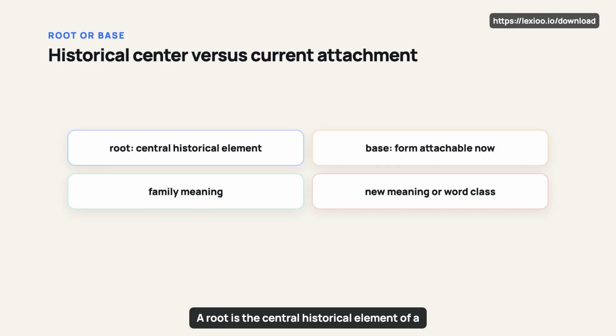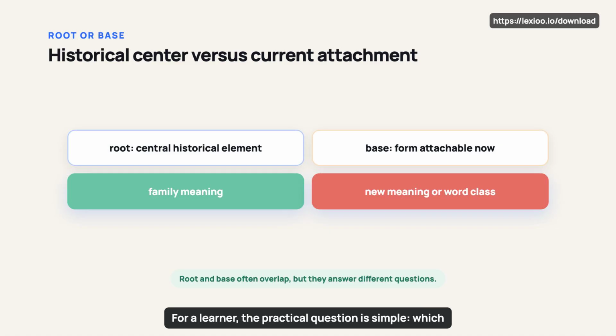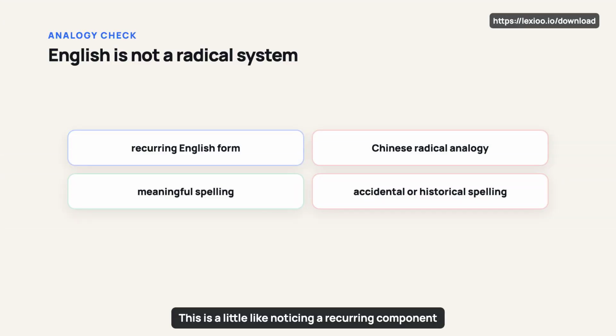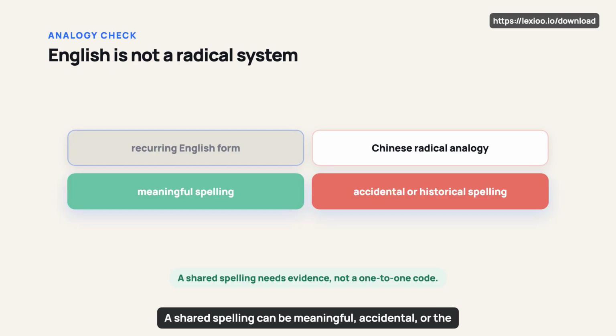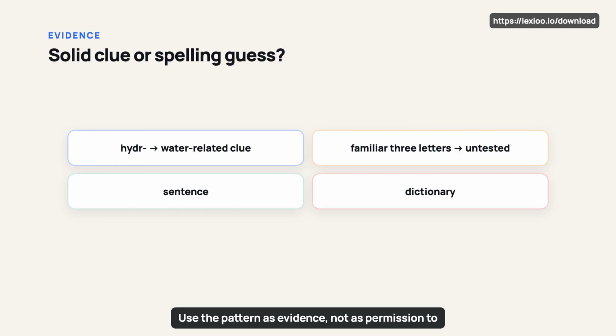A root is the central historical element of a word family. A base is the form you can attach something to now. Those ideas often overlap, but not always. For a learner, the practical question is simple. Which part carries the family meaning and which part changes it? This is a little like noticing a recurring component in another writing system, but the analogy has limits. English letters do not work like Chinese radicals. A shared spelling can be meaningful, accidental, or the result of a complicated history. Use the pattern as evidence, not as permission to invent.